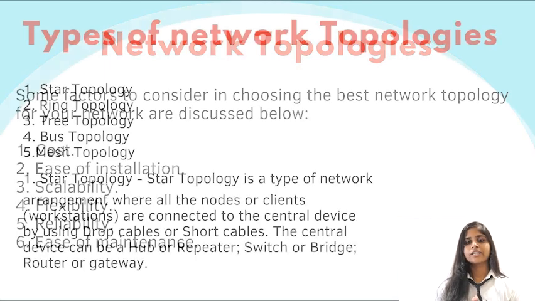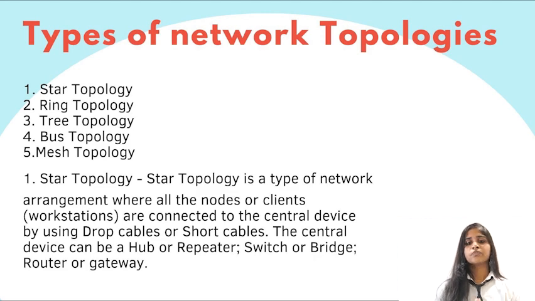Coming to our next topic, that is types of network topologies. There are a total of 5 topologies. We will study them in brief. First we have star topology, second ring topology, third tree topology, fourth bus topology and the last mesh topology. Coming to the star topology, it is a type of network arrangement where all the nodes or clients are connected to a central device by using drop cables or short cables. The central device can be a hub or repeater, switch or bridge, router or gateway.